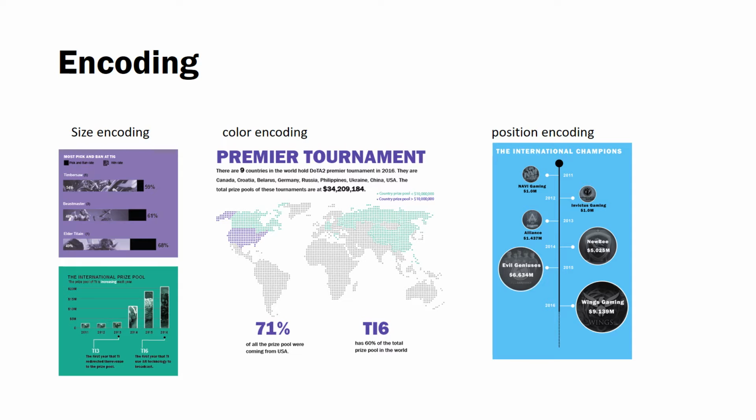In the color encoding, the location display uses 3 different colors. The purple dots show the countries with a very high prize pool, the green dots show the countries with a normal amount of prize pool, and the black dots show the countries that do not hold a Dota 2 tournament. The timeline is the position encoding. The closer to the top, the earlier the data is. The size of the circles is also size encoding for the champion's prize.